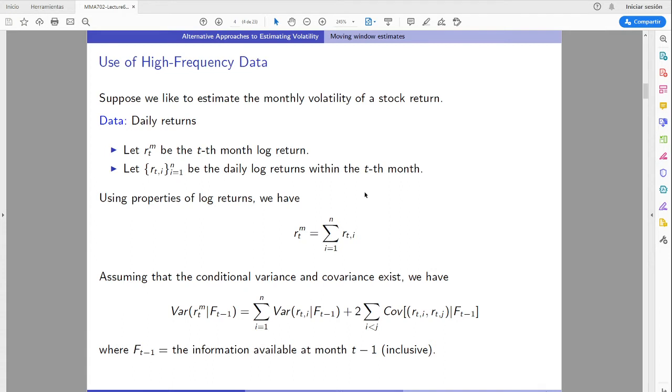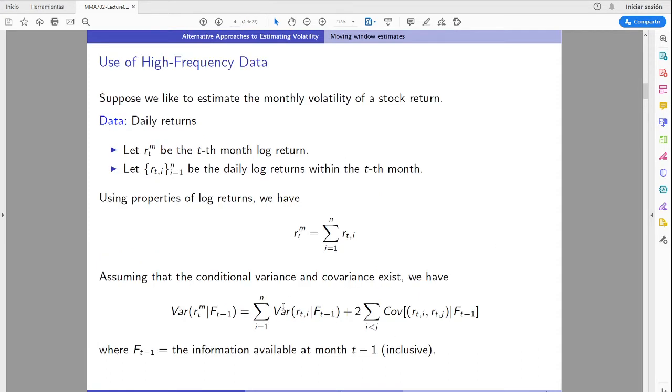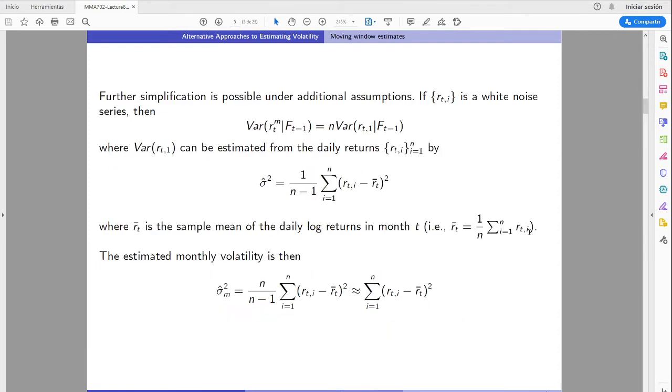Using properties of log return, we have this interesting property over here, and assuming that both conditional variance and covariance exist, we have this nice property over here, where the conditional variance is given by a linear combination of the previous conditional variances and the double covariances. As you have seen, this can be quite hefty depending on how many models we use and everything. So there is a further assumption that we can make.